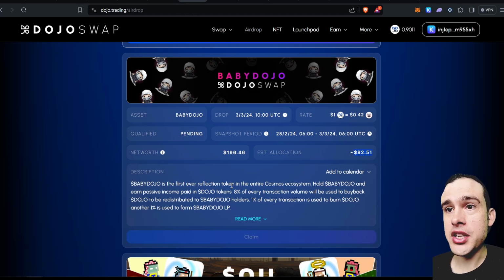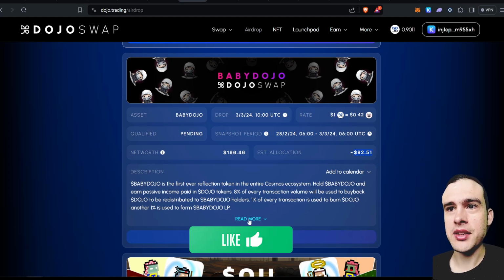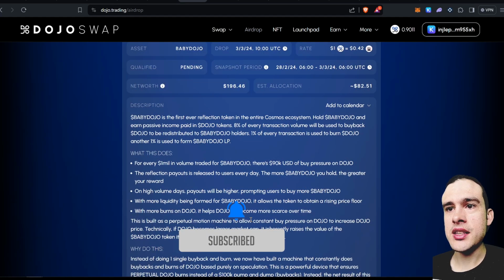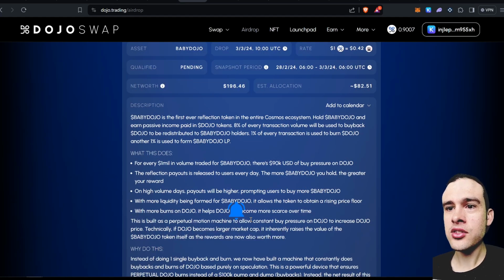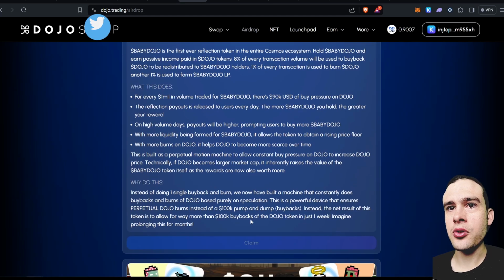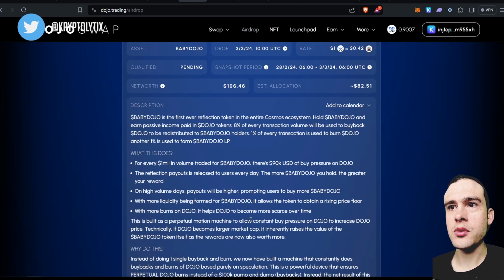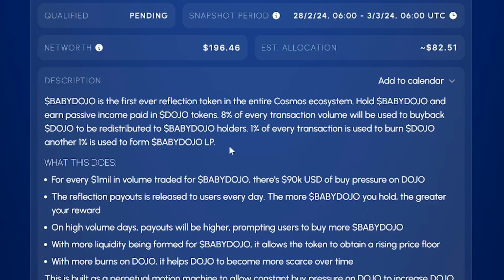And it's a reflection token on the Cosmos ecosystem. So think about SafeMoon or something like this, where 8% of every transaction volume will be used to buy back Dojo and distribute it to holders. This is like the first SafeMoon-style token, and I believe this uses the CW404 standard, which is akin to token 22, and Ethereum has one too. But this is one of these reflection tokens where 1% of every transaction is used to burn Dojo and another 1% from the Dojo, baby Dojo LP will be redistributed to holders.